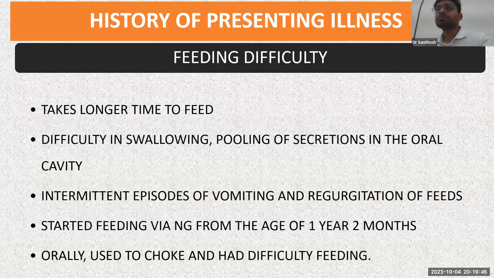Feeding difficulty: the child used to take time to feed with difficulty in swallowing, as well as pooling of secretions in the oral cavity, followed by intermittent episodes of vomiting and regurgitation of feeds. For these issues, the child was put on NG feeds from the age of 1 year 2 months. The child used to choke and also had difficulty feeding.